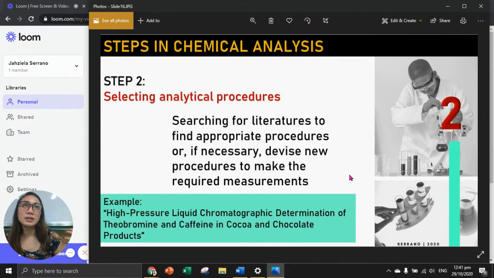So in analytical procedures, you have to understand that the literatures that you need to search for are reliable. You have to make sure na hindi lang siya basta Wikipedia, no? Or hindi lang siya basta nakita mo sa internet. So, we all know na nandyan ang internet. However, not all sources are reliable.